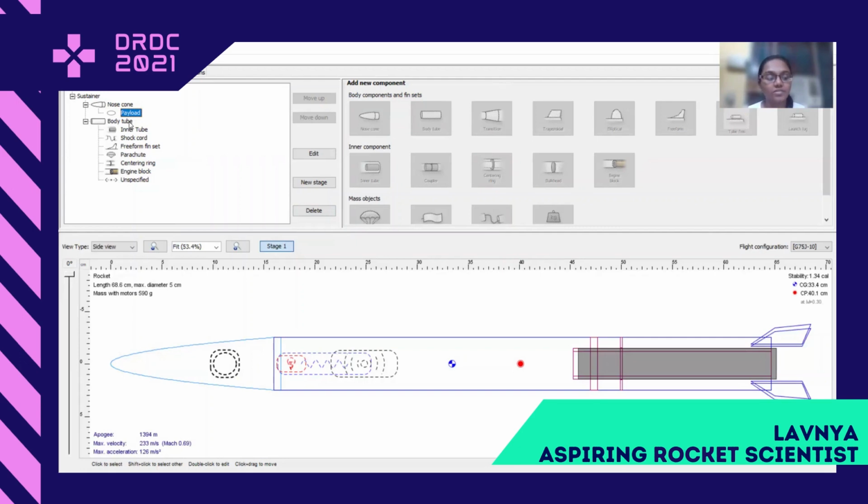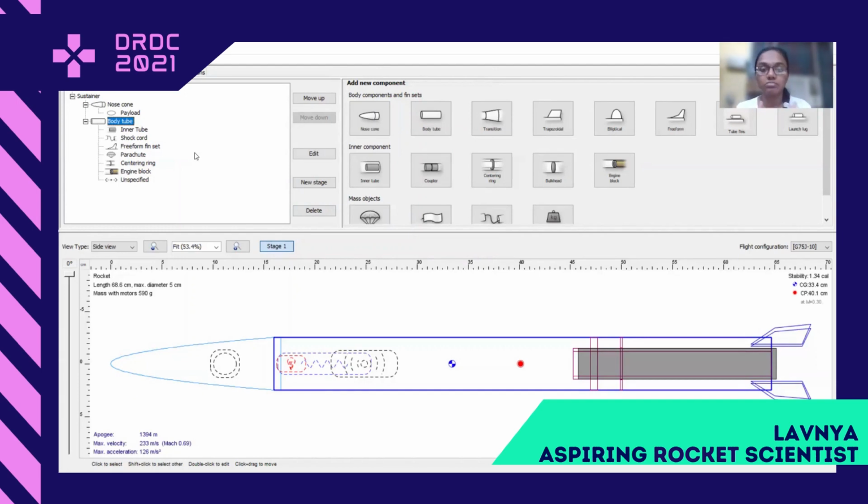Next we have the body tube, which has components like inner tube, shock cord, freeform fin set, parachute, centering ring, engine block, and spacer. As I just said, it's totally based on our imagination, and it also includes practicability. I have chosen these few items to be in my model rocket. So let's see the parts one by one.